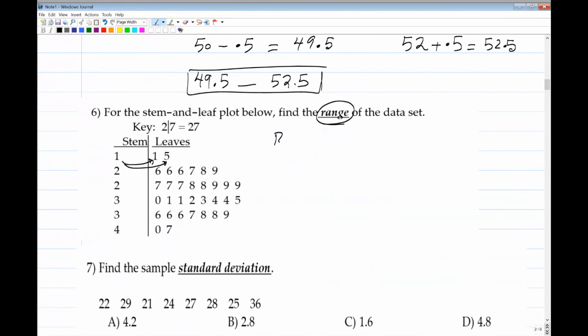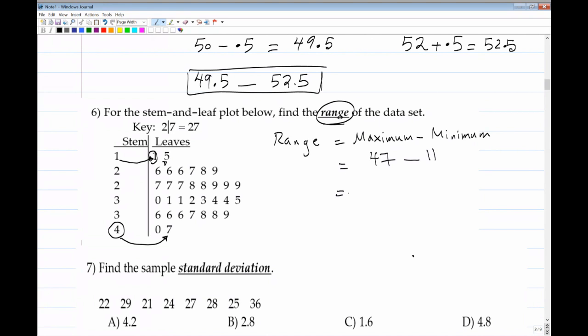So now, when we discuss the word range, the word range is always maximum minus the minimum. Now, what do we mean by the maximum? Maximum will be the last number on the chart. So the last number is right here, 40 and then 7. So 47 will be the last number. Now, the smallest number on the graph, which is the minimum, that will be the first one right here, which is 11. So 47 minus 11, the range of this data will be 36.